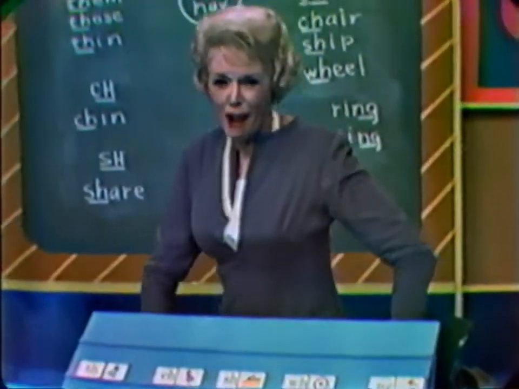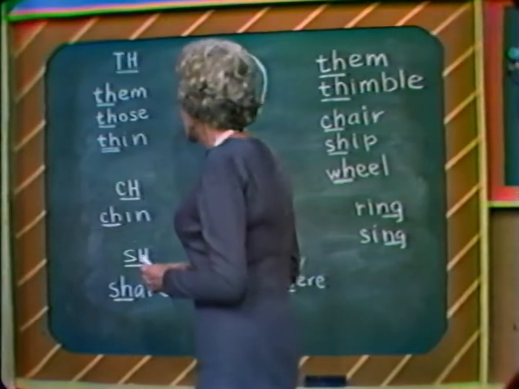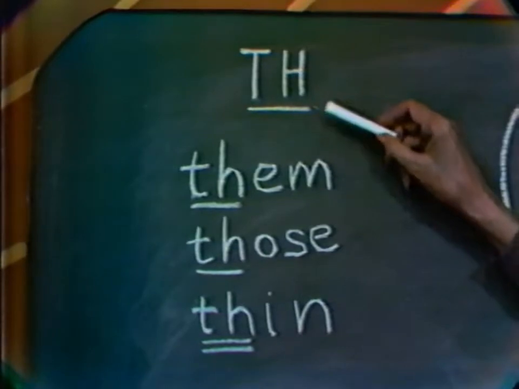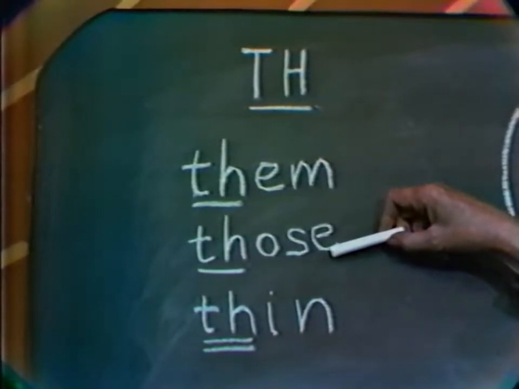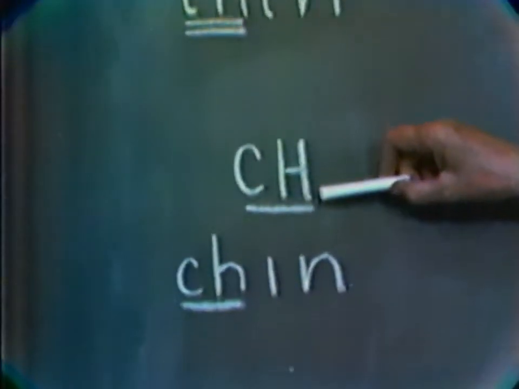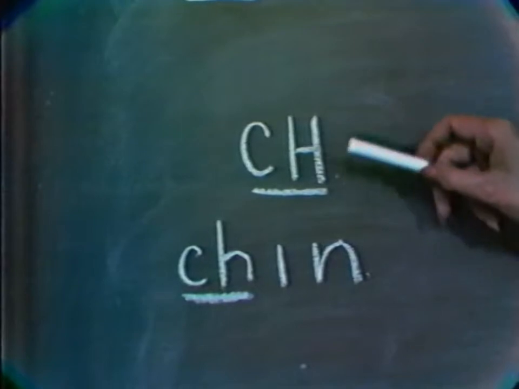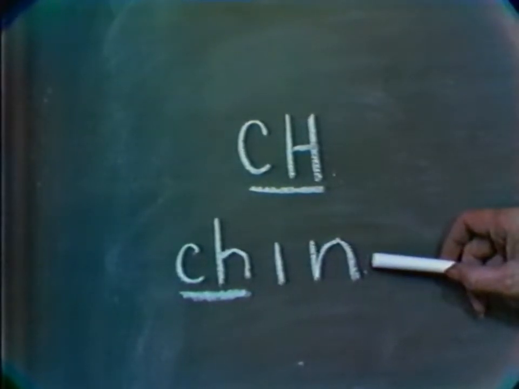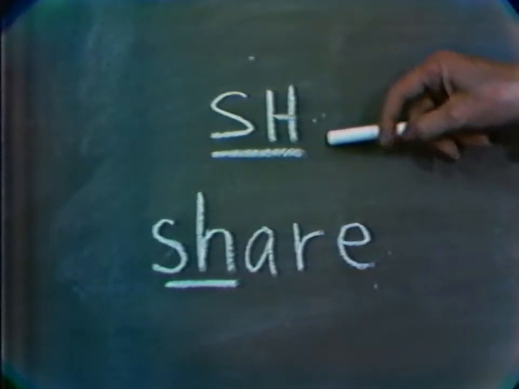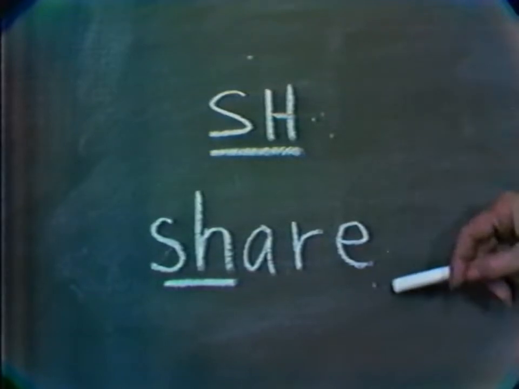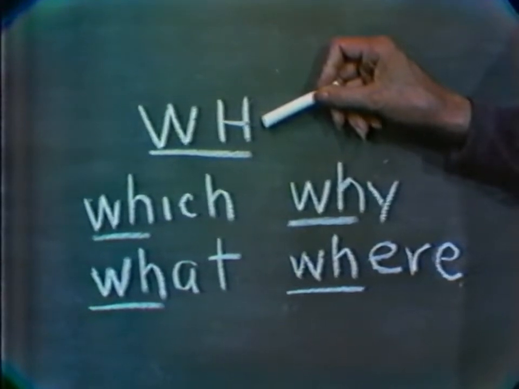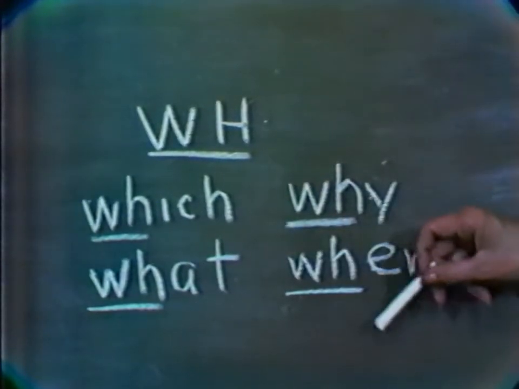Now let's hear a song about TH, CH, SH, and WH. This is TH just like in them and those and the in thin. Change to CH and watch how it goes in chin. I'll show you the way that you can say SH, share. Which brings us to the WH, which, what, why, and where.